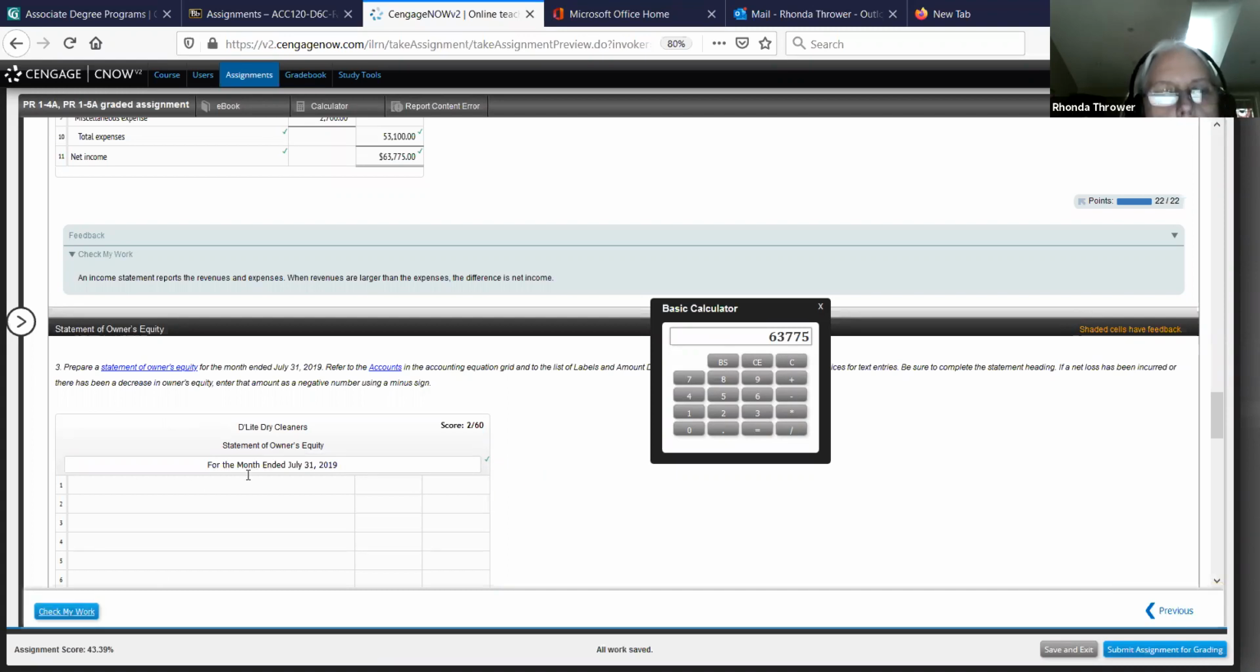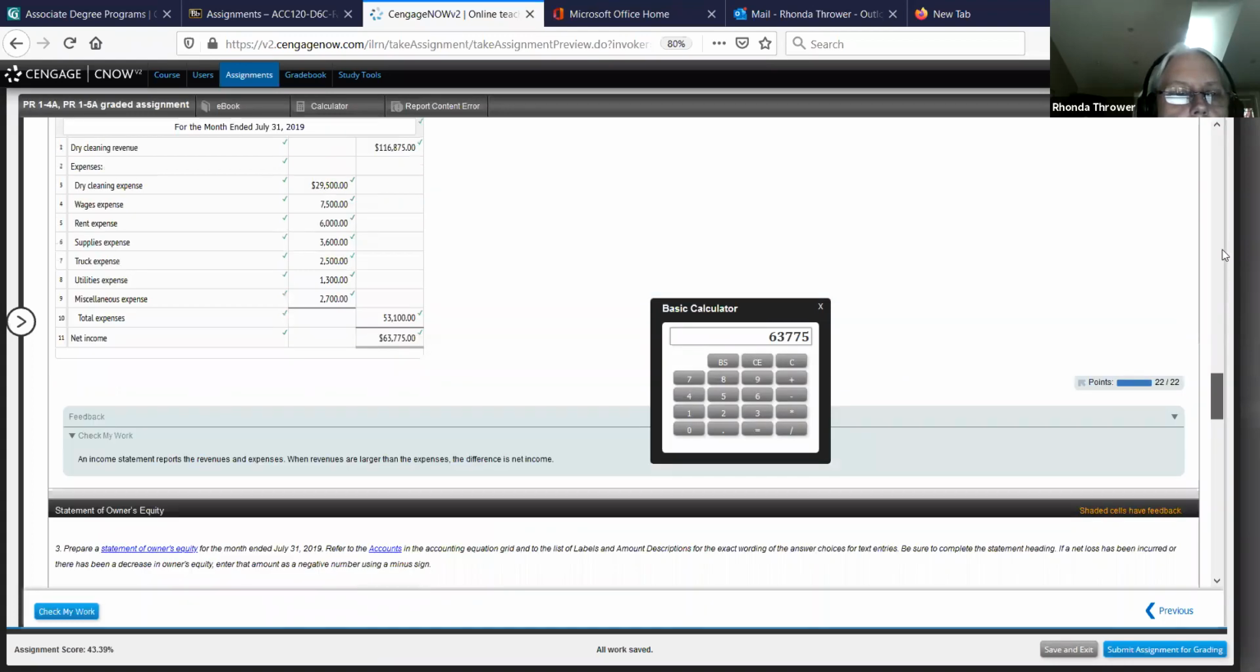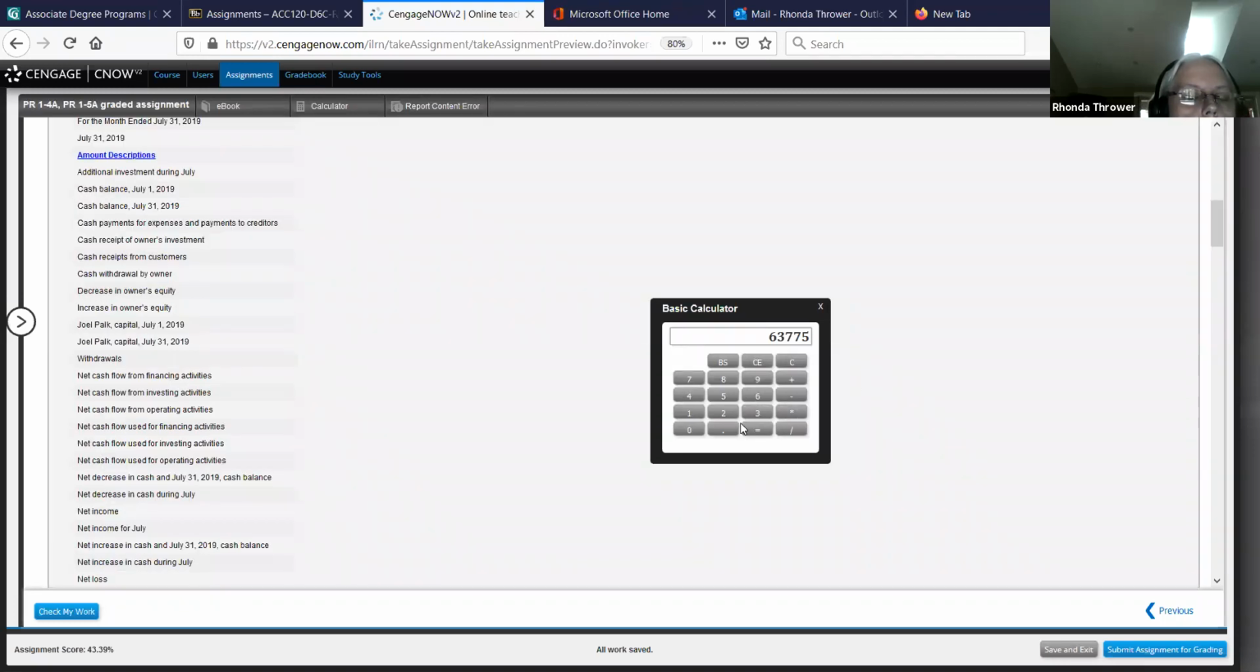And then on the statement of owner's equity, we always start with our beginning capital first. Notice when I click on that first line, it's asking for an amount description. So I'm going to choose from my list in the amount description, and I'm going to look for the owner's name, which is Joel Park, and choose the beginning amount. The beginning date is July 1st, 2019. And copy this.